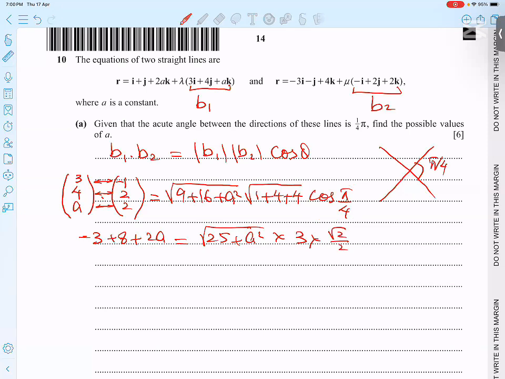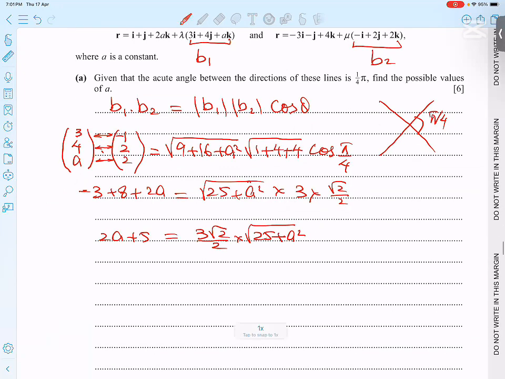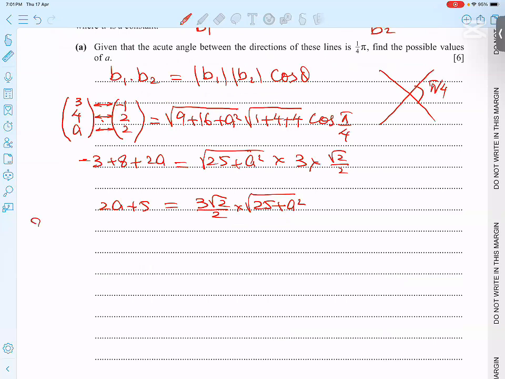All right. This is done. Now afterwards, I can say this is 2a plus 5 equals this. I can write 3 root 2 by 2, which I got from here, into the root of 25 plus a square. Now, how to get rid of roots? By squaring both sides. When I square both sides, on the left hand side I will get this format. And on the right hand side, this square separately and the other part squared separately, because in the middle there is a multiply sign.